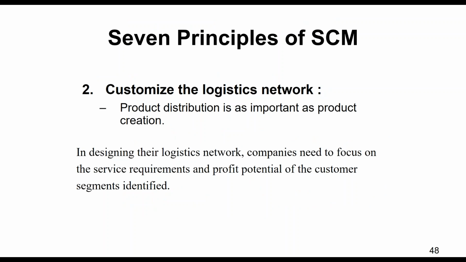Second is customize the logistic network, right? So product distribution is as important as product creation. So in designing their logistic networks, companies need to focus on the service requirements and profit potential of the customer segment identified. So when you are doing supply chain management, you need to customize the logistics network.